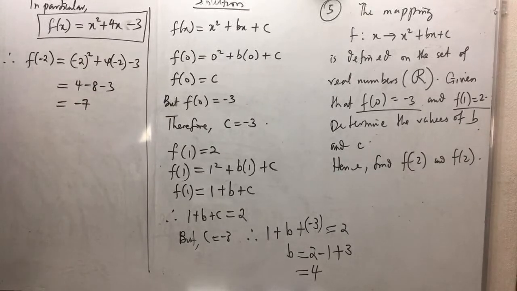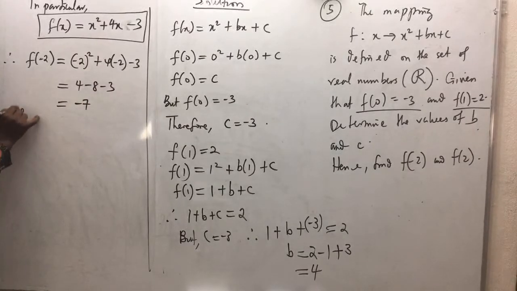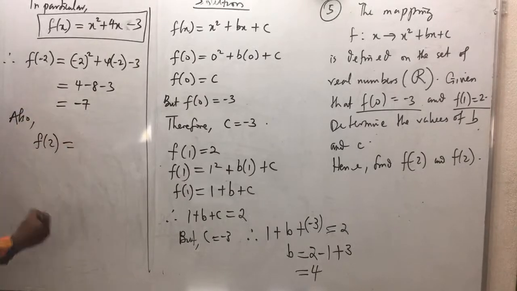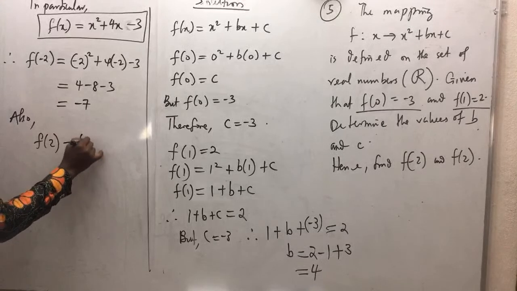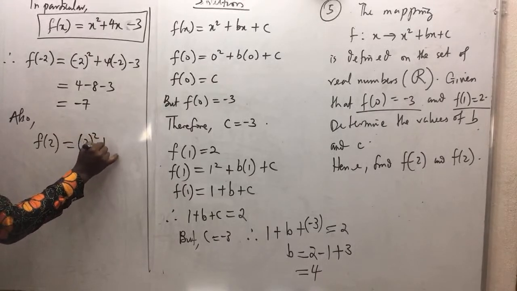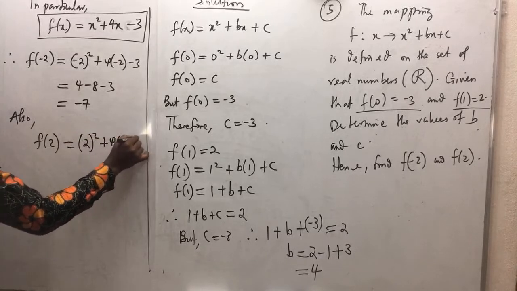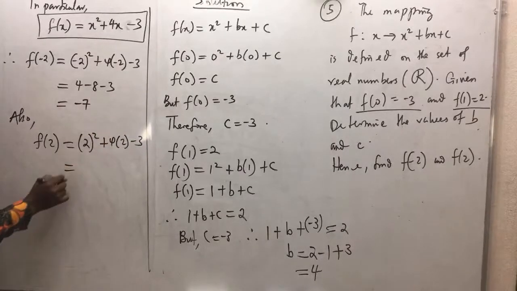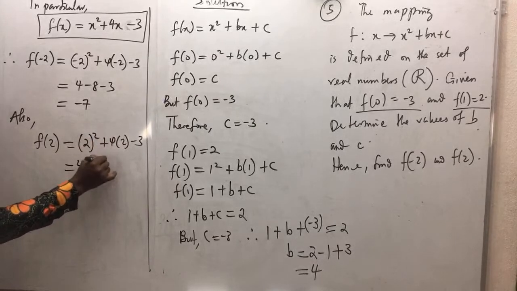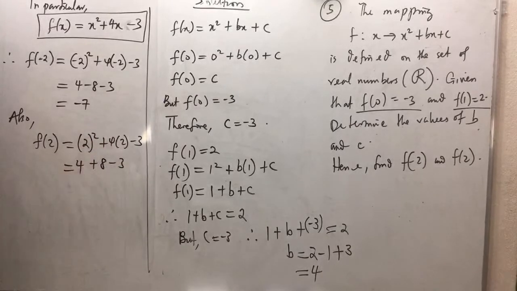Okay? Now if you come over to f of 2, which you were also asked to find, the routine is similar. So you only do 2 squared when x is 2, plus 4 times 2, minus 3. And that would amount to 2 squared, which is 4, plus 4 times 2, which is 8, minus 3. 8 minus 3 is 5.